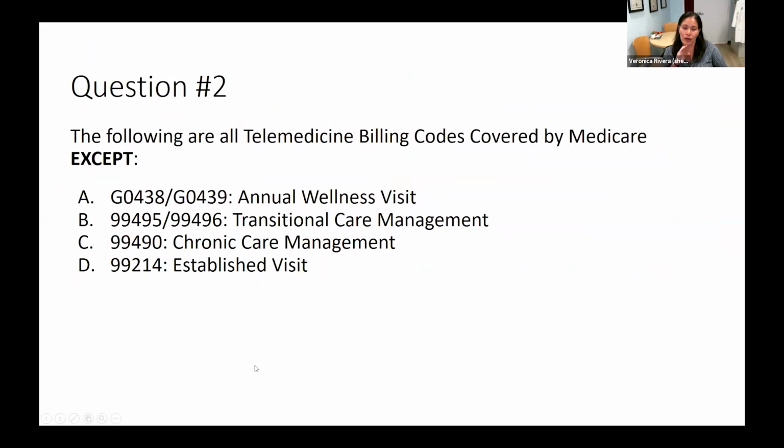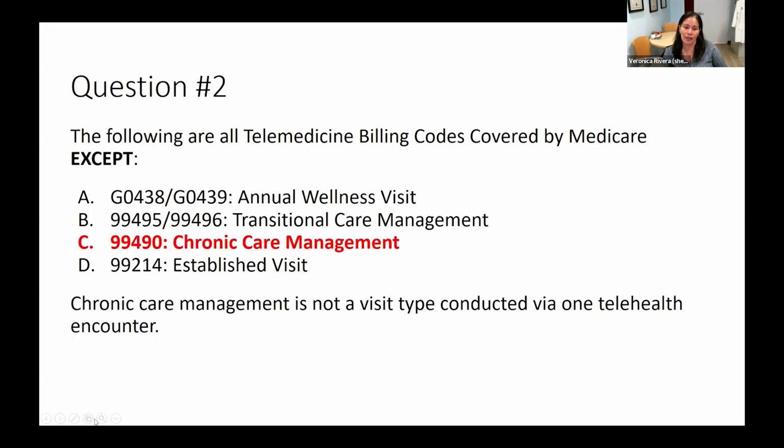Question number 2, the following are all telemedicine billing codes covered by Medicare except A, the G codes for annual wellness visit 0438 and 0439. B, transitional care management 99495 and 99496. C, chronic care management 99490. And D, established visit 99214. And the correct answer is C, 99490. Because chronic care management is not a visit type conducted on one telehealth encounter.